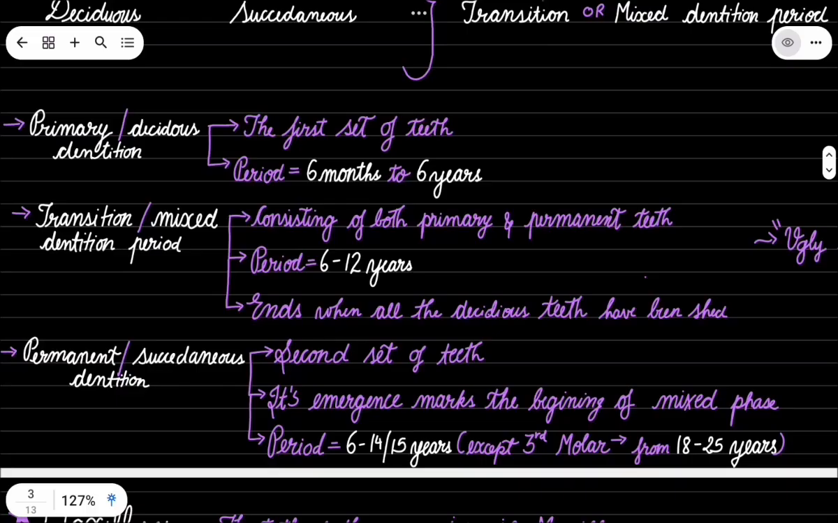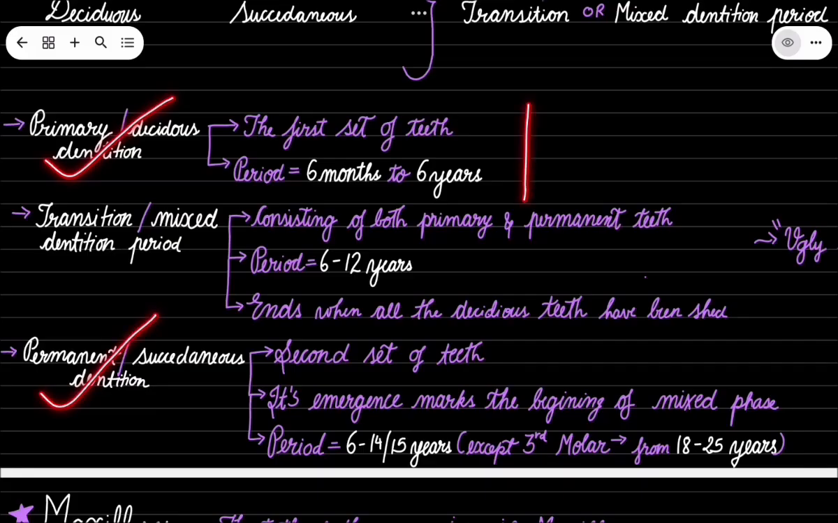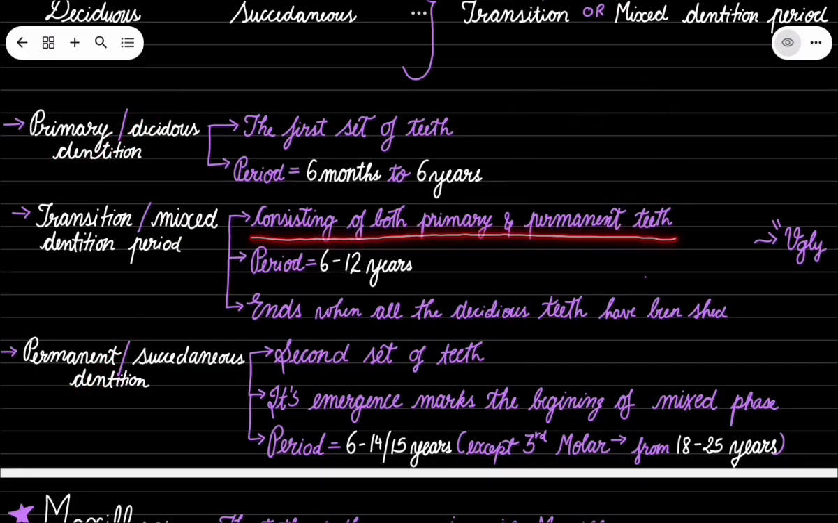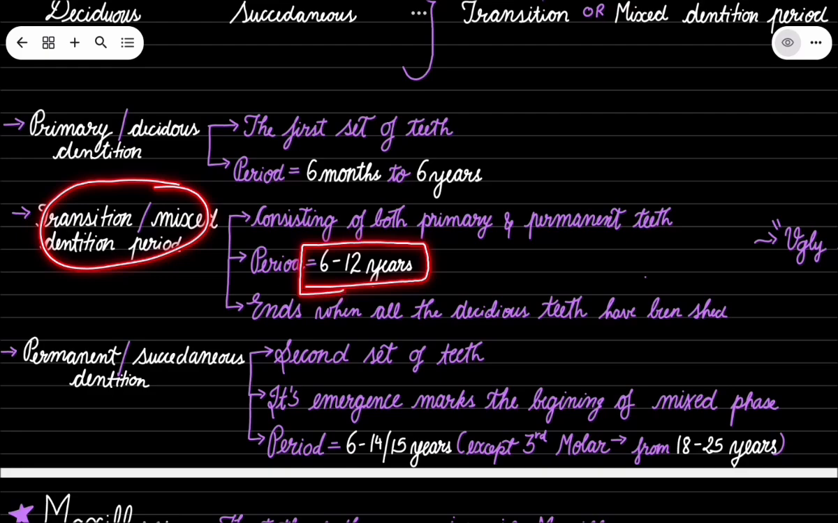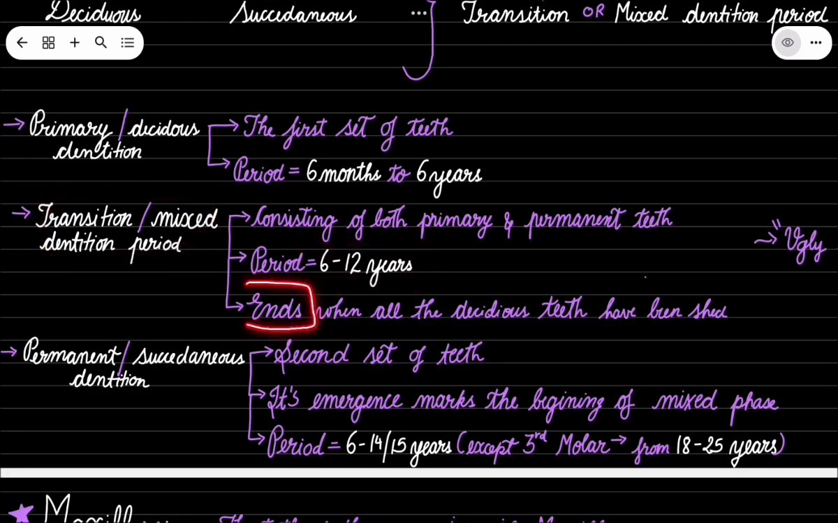What is the mixed phase? The mixed or the transition phase is the phase where both the primary and the permanent teeth are present in the oral cavity, consisting of both primary and permanent teeth. The span of the transition or the mixed period is from 6 to 12 years of age. Now, this phase will end when all the deciduous teeth have been shed off. When all the primary or the deciduous teeth have been shed off from the oral cavity and when only permanent teeth remain, the transition phase will be completed.